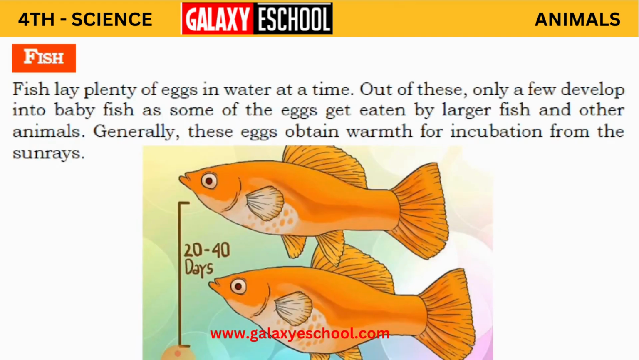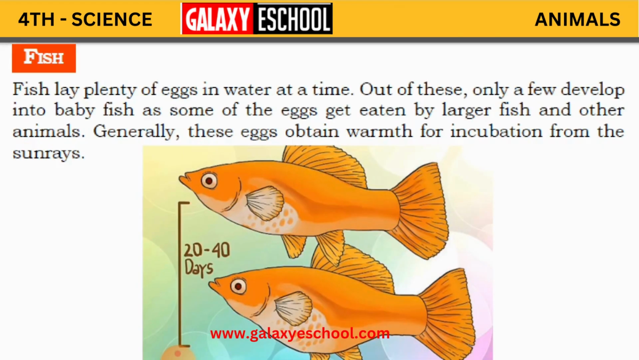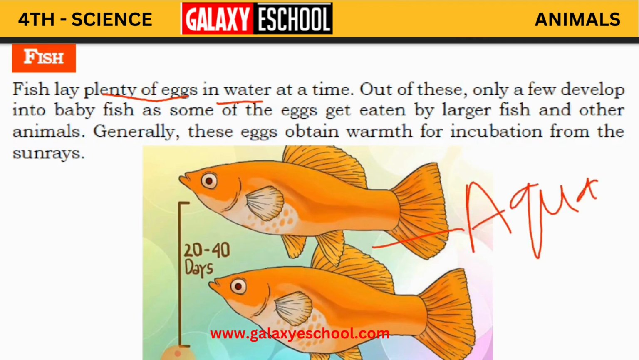Now we'll go to the other slide. We'll learn about the fish. Fish lay plenty of eggs in water at a time. How does the fish lay eggs? It lays plenty of eggs in water. Where does fish live, children? It lives in water. As it is an aquatic animal, it lays plenty of eggs, not one egg or two eggs. It lays so many eggs together, at once.